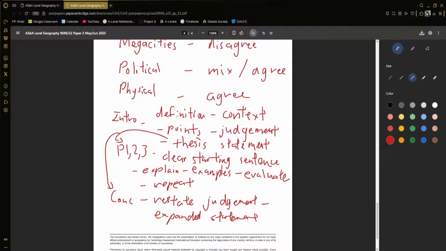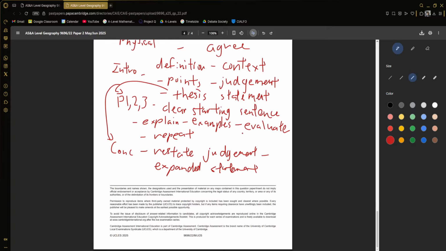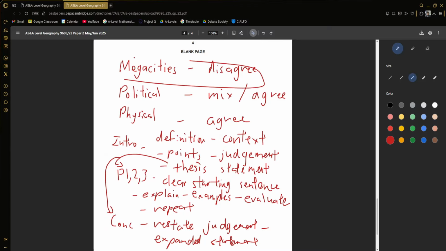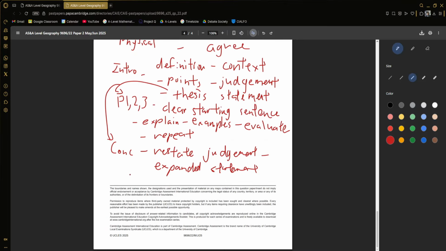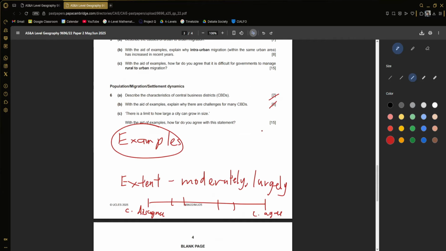So keep to the structure where your intro is clearly defined. Your paragraphs, keep the structure. Make sure you're on track of time. Don't repeat that too many times until you can only write one paragraph. And then your conclusion is a simple one, restating your judgment and expanding on your thesis statement, which is your main arguments. For the 15 marker, I got 14 out of 15.